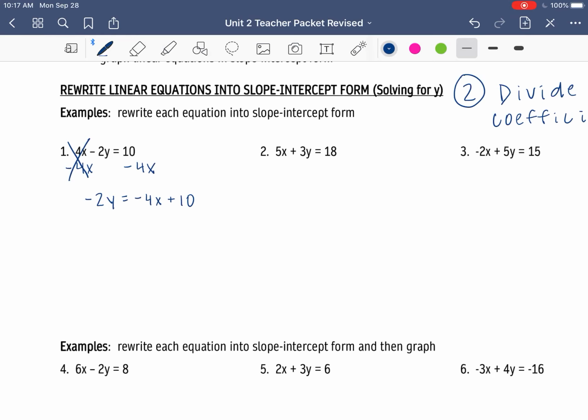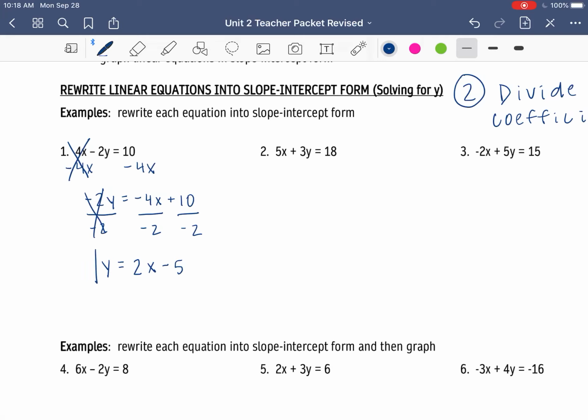So then my last step is going to be to divide by the coefficient of y. In this case, there's a negative 2 next to my y. So negative 2y means negative 2 times y. To undo that, we're going to need to divide by negative 2. And when we divide by negative 2, we're going to divide everything by negative 2 to keep our whole equation balanced. Dividing by negative 2, on the left will cancel out. Negative 2 divided by negative 2 is just 1 to leave me with just my y. Now I'm going to do this division. Negative 4 divided by negative 2 is positive 2. Keep my x there. And 10 divided by negative 2 is negative 5.